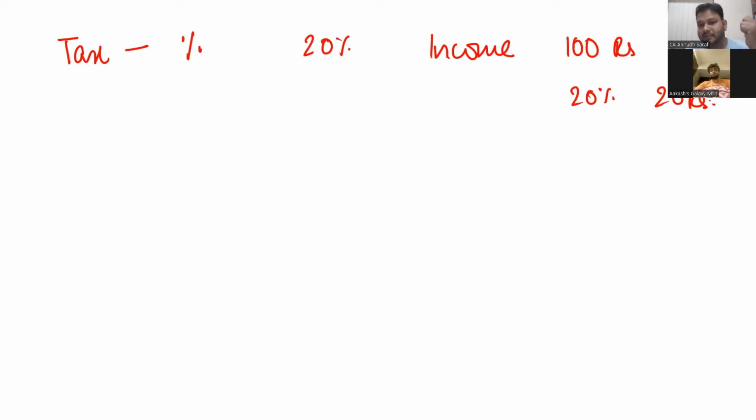But it is not that simple. Why? Let me tell you why. It is possible that there are two people, A and B. This person earns, let's say, rupees 10 lakhs. This person also earns rupees 10 lakhs.